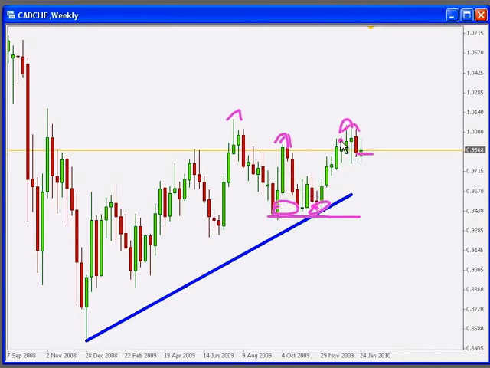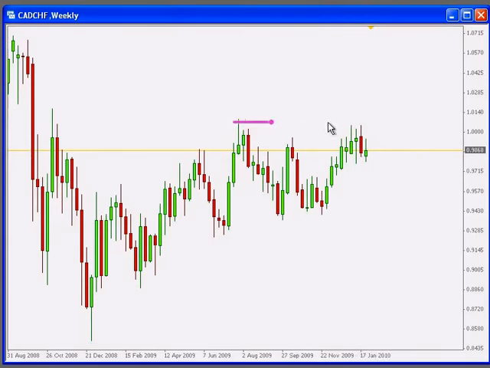And price finding again resistance of this area, more or less, coming back down. And all in all, we don't really have any bias here. It's a rather confusing price action. Price not really moving away from this area.